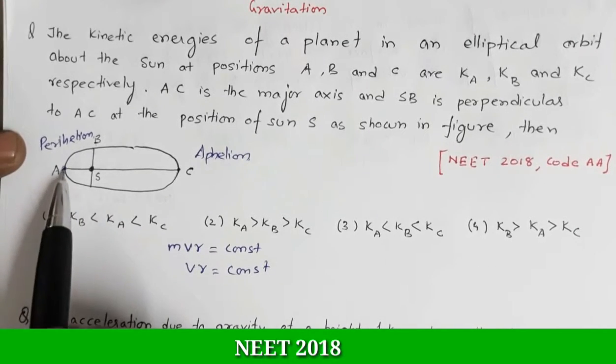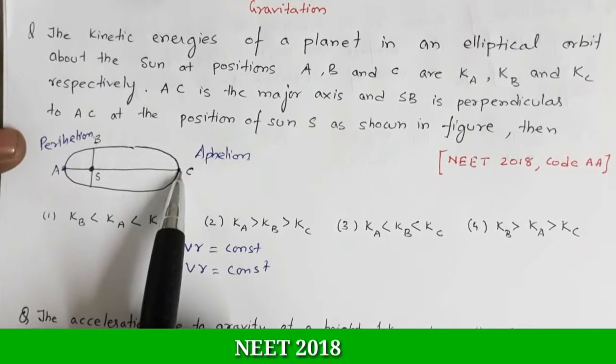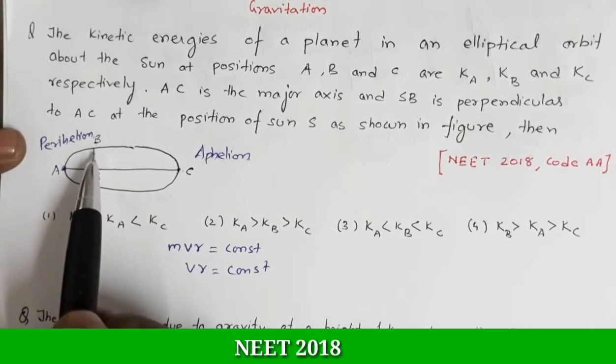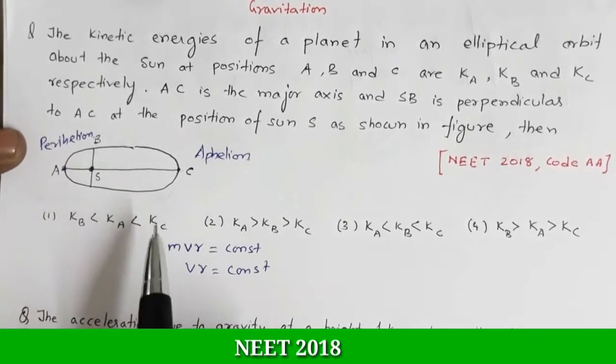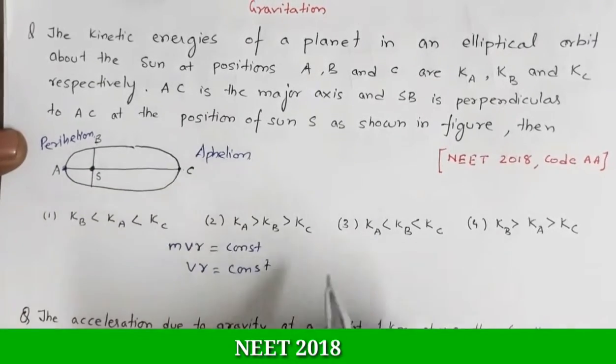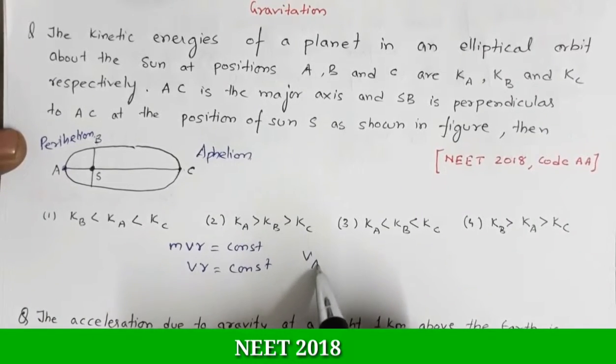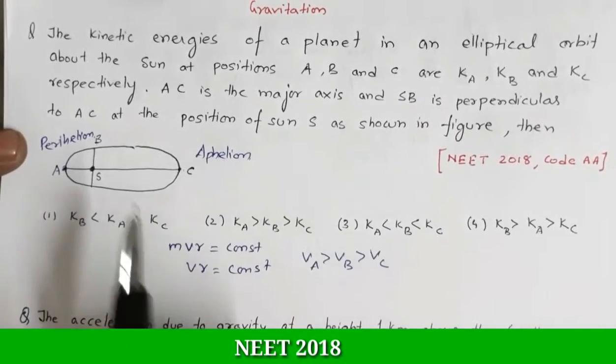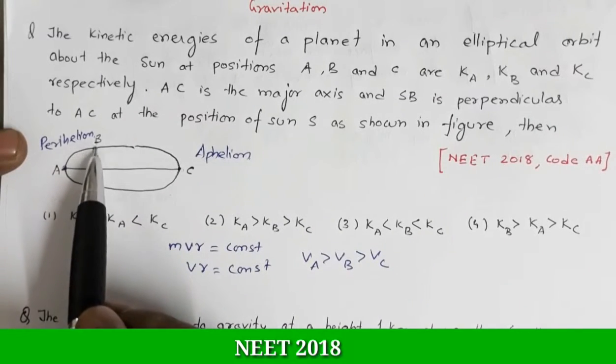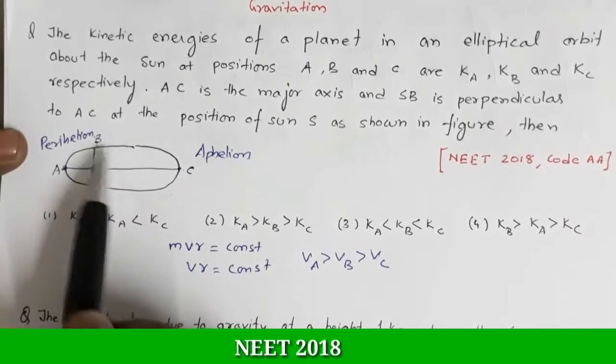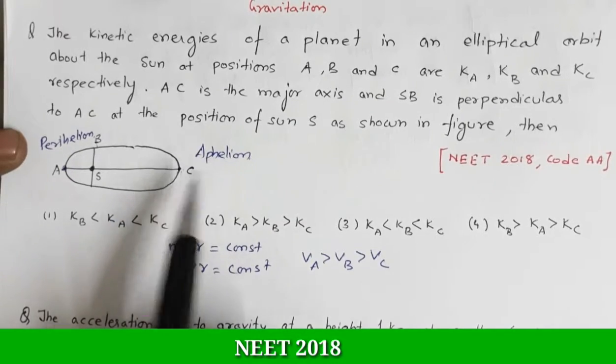So that means at A the speed will be highest and at C the speed will be lowest, and B will be in between these two values. So we can conclude that VA is greater than VB, which is greater than VC. Speed at A is greater than speed at B, which is greater than speed at C. So speed at C is minimum.